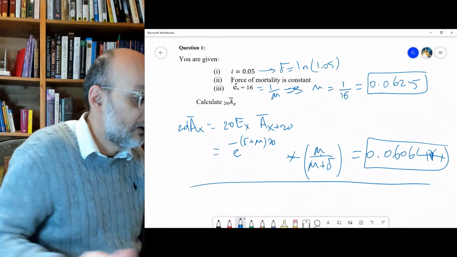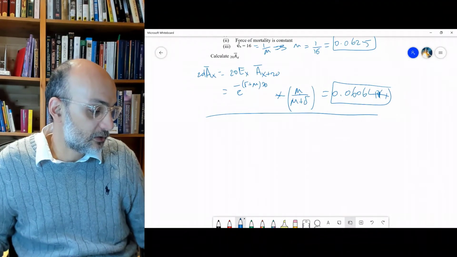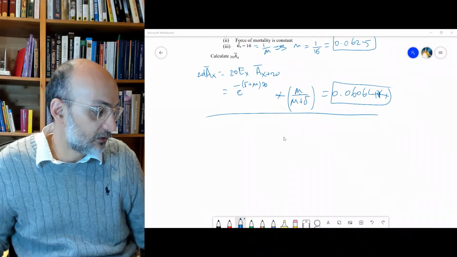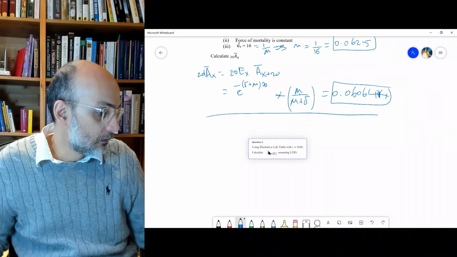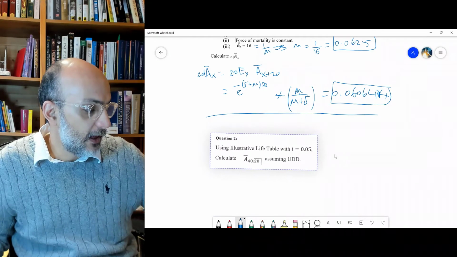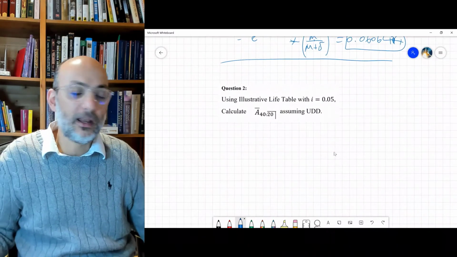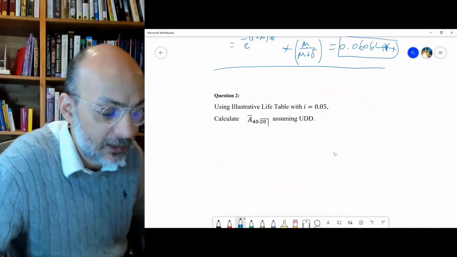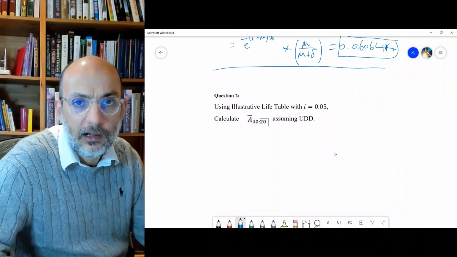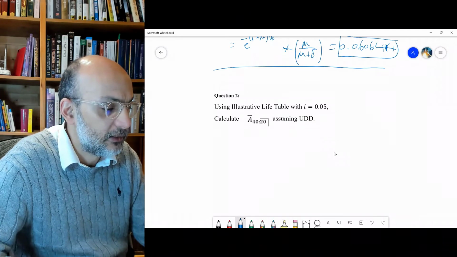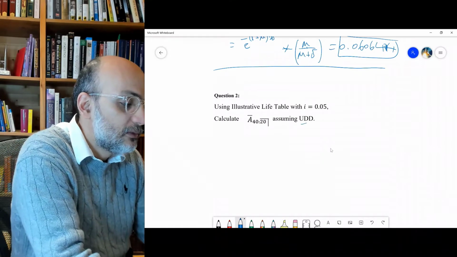So this is the first question. The first question is fairly easy. There is nothing hard about it. But let's look at the second question. This one I tried to make easy, not the hardest one. I could have made it about annuities or other things, which would take more time, but this one is also fairly easy. You have the illustrative life table with you. It's with i equal to 5% and assuming UDD.